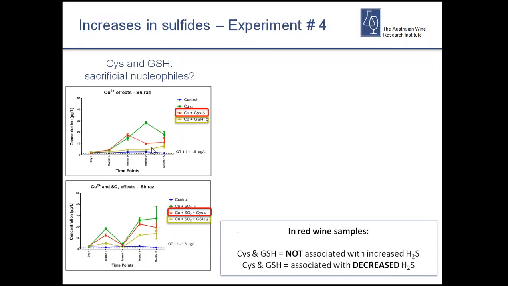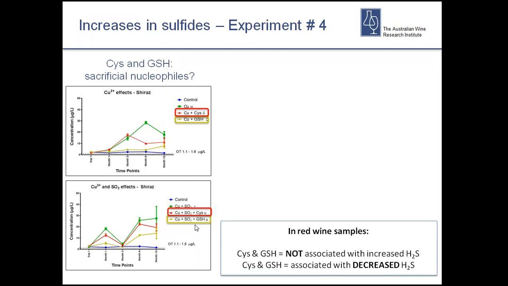But interestingly, if you look here, you can see that the samples treated with copper and cysteine, shown in red, have produced a lot less hydrogen sulfide than the samples with just copper, and that the samples treated with copper and glutathione also produced a lot less hydrogen sulfide than the copper by itself. And similarly, we saw the same effects in the samples treated with copper and SO2. So when you treated your sample with a combination of copper, SO2, and cysteine, we saw a decrease, and then an even greater decrease if you treat your samples with copper, SO2, and glutathione.